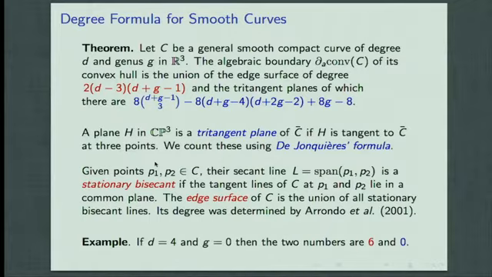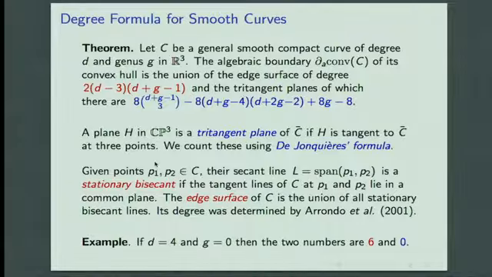So a tritangent plane is exactly what you think it is. It's a plane that's tangent to our complex curve at 3 points. Okay? Now, if you think over the real numbers, 3 things can happen.